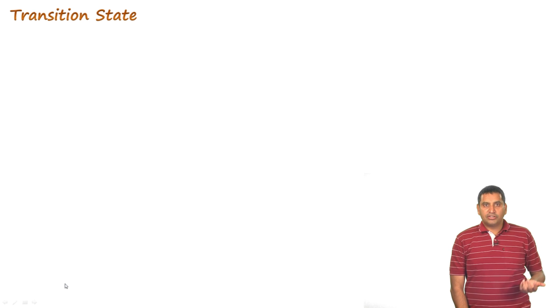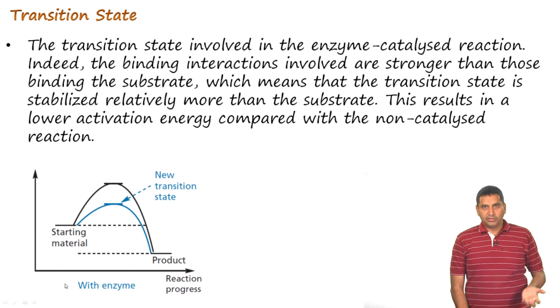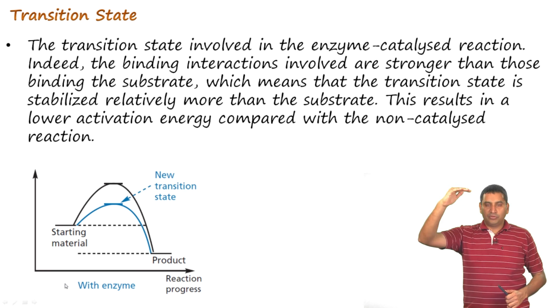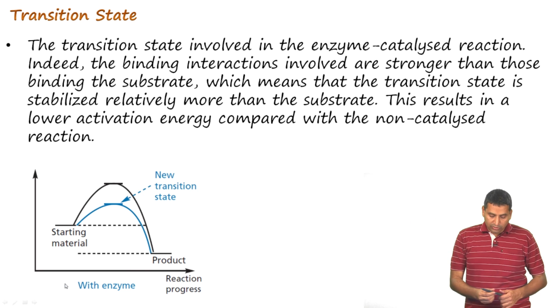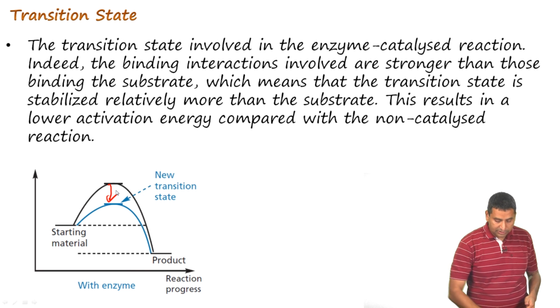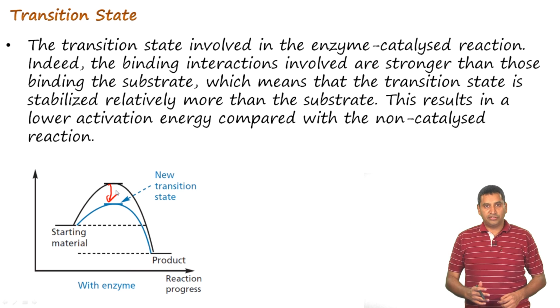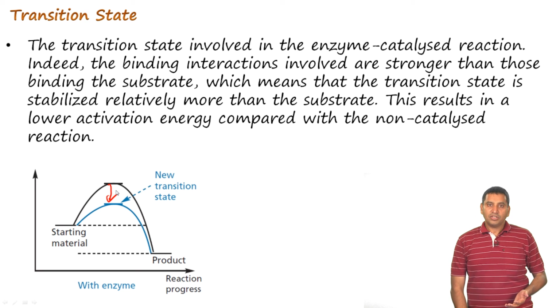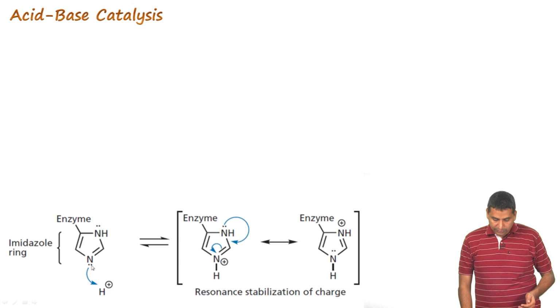Now, let us look at what a transition state is. A transition state, as we looked at earlier, is a high energy situation between the starting material and product. And now, since we have suggested that the enzyme reduces the transition state energy, the reaction goes faster when compared to the non-catalyzed reactions.